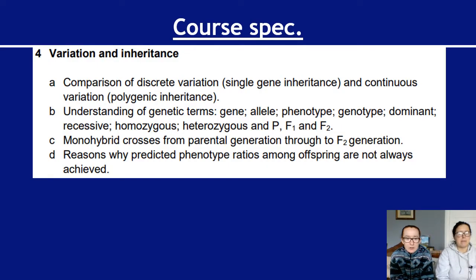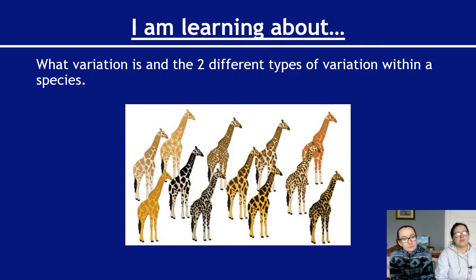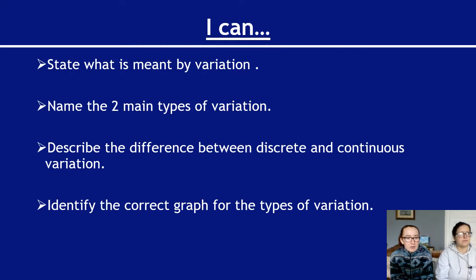Okay, so again, here's the course specification of the stuff. Really, in this video, we're just touching on A. The next video, we'll touch on B, C, and D, which is the more fun one, shall we say. Vocabulary, but this video should be pretty short. There's very little to variation that you need to know about. So we'll be looking at what variation is, the two types of variation within a species. By the end of this video, you should be able to state what is meant by variation. You should be able to name the two main types of variation. You should be able to describe the differences between discrete and continuous variation. Spoiler alert, that answers point 2. And you should be able to identify the correct graph for different types of variation.